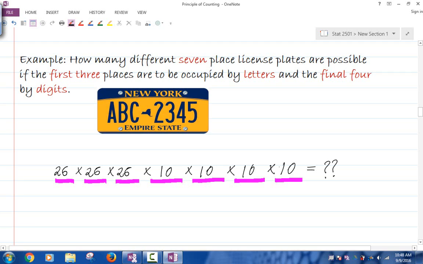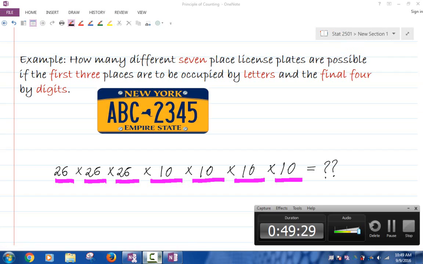Now, what if there is a restriction that you cannot repeat a letter or a digit? 10, 9, 8, 7, yeah. Everybody gets that?